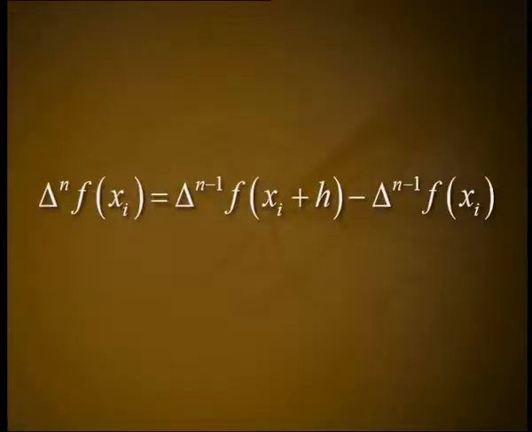In general, the nth forward difference delta raised to n f of xi equal to delta raised to n minus 1 f of xi plus h minus delta raised to n minus 1 f of xi. The differences delta y0, delta square y0, delta cube y0, etc. are called the leading differences.